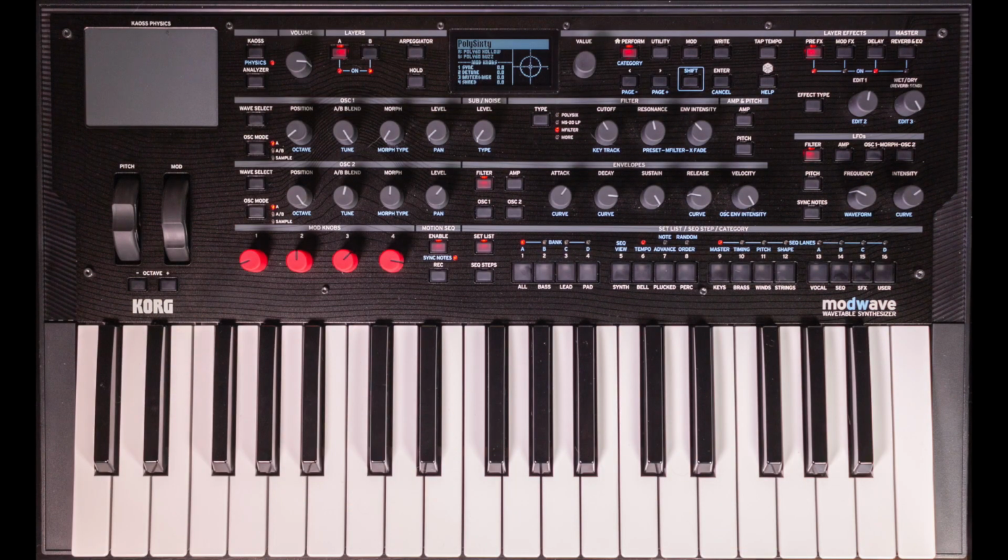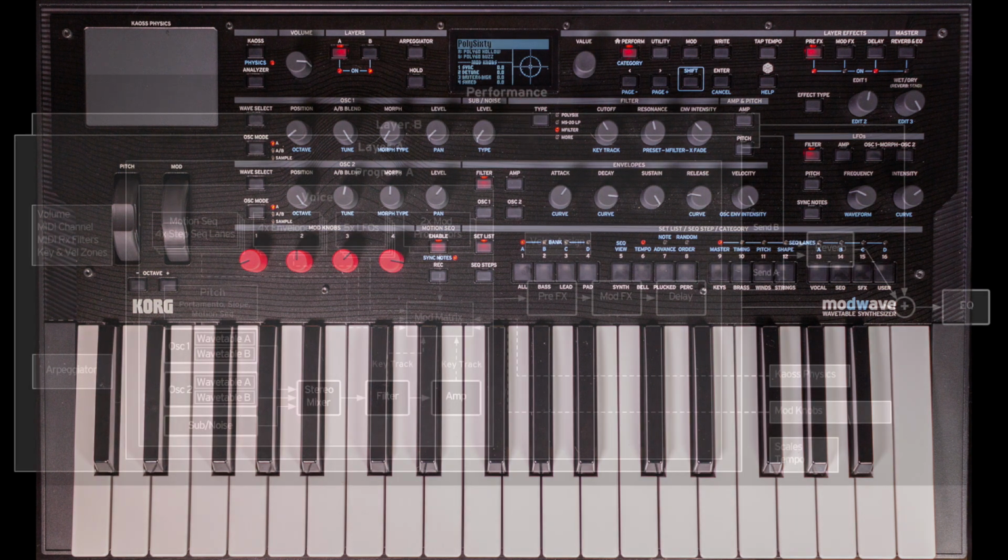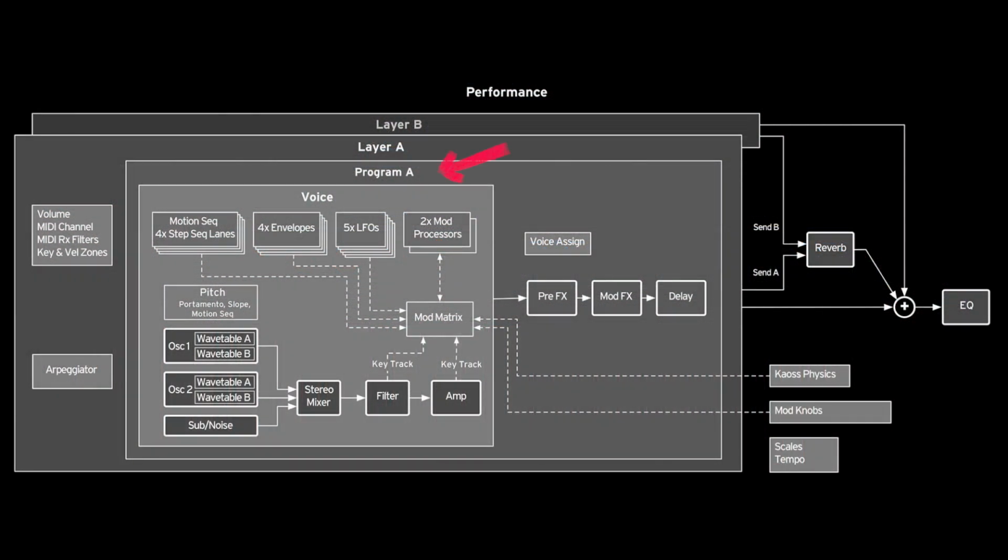We're now going to take a deeper look at the architecture of the modwave. Each of the presets we played is what's called a performance, which combines two layers, master and reverb EQ, Kaoss Physics, and more. Each layer in turn combines a program with key and velocity zones. The program contains the voice and effects, and finally a voice contains the two wavetable oscillators, a sub and noise oscillator, the filter, amplifier, and modulation sources.